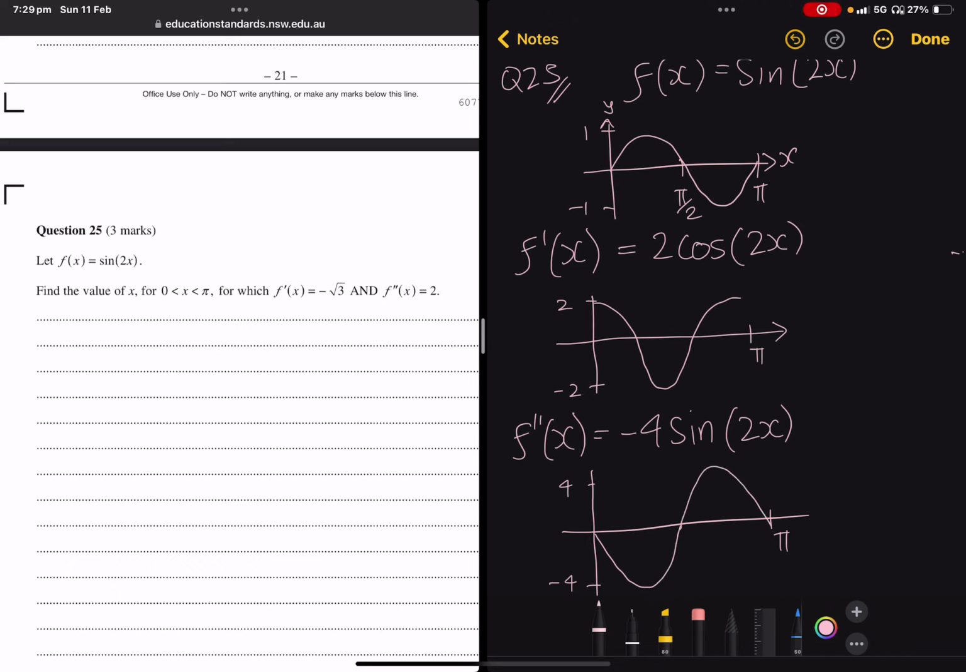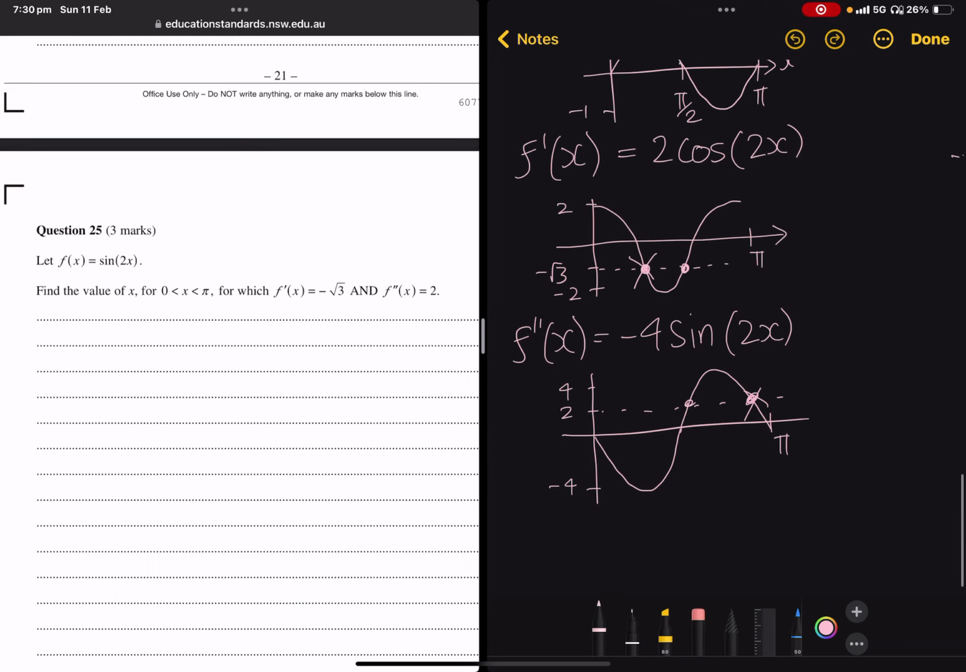So immediately, if f prime of x is equal to negative root 3, negative root 3 is about minus 1.7, something like that. So it is sorted down here, negative root 3. It is one of these two solutions, this one or this one. However, if f double prime of x is equal to 2, this is 2 here, it is one of these two solutions. Well, it can't be this solution and it can't be this solution. It must be the x value of these two points. So now all we have to do is find what this x coordinate is, and then we're done.